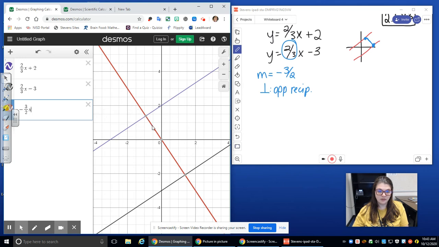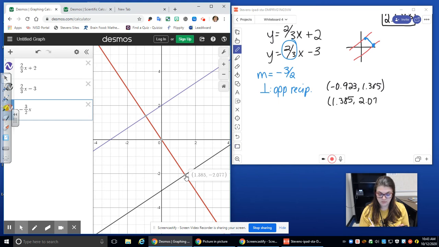We need to find the distance, so this in between section, we have our parallel lines, and we want all of this distance between them. So we write down our points. We have -0.923, 1.385, and then our second end point is 2.077 and -2. Again, we're looking for the distance, therefore we need our distance formula.